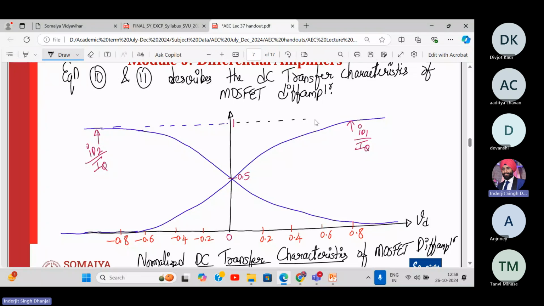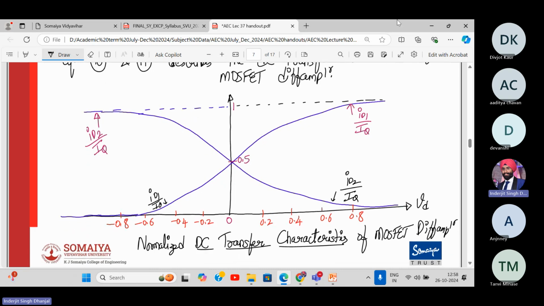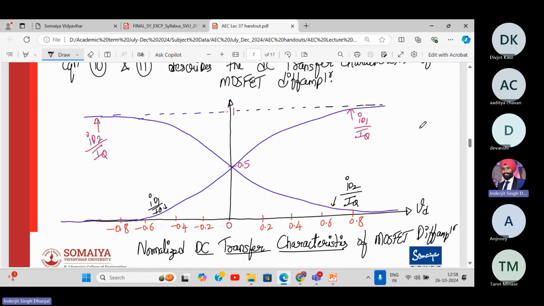Fine. Completed this. So this curve is also ID1 divided by IQ only. And this curve is also ID2 divided by IQ. Please draw this graph, DC transfer characteristics. Have you completed? Yes. Okay, great. Now listen to the entire working of the differential amplifier from this graph.